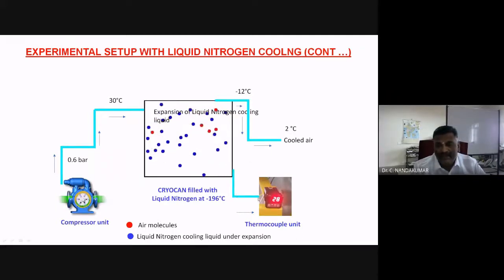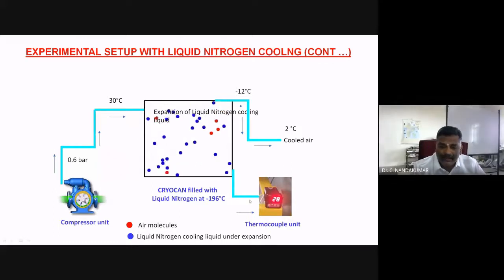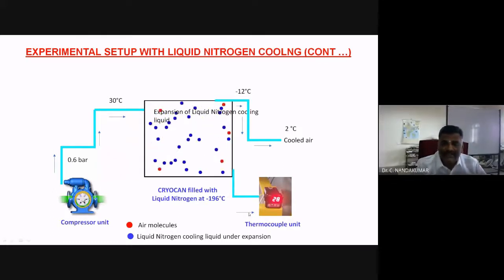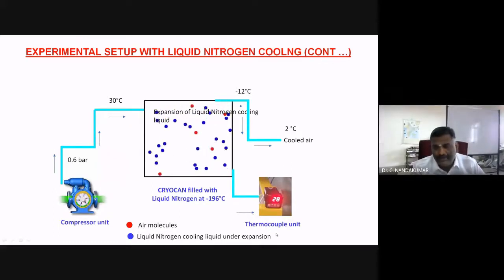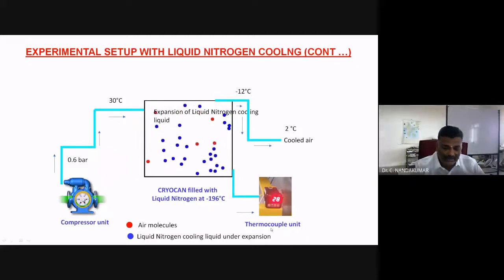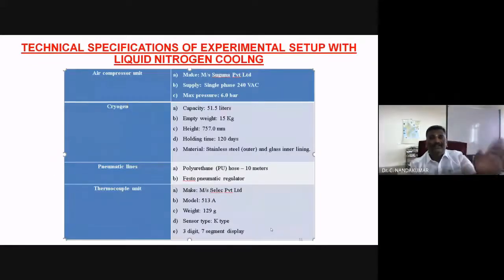Initially I measured 28 degrees, then it goes down to minus 196. To measure this, we use a separate thermocouple unit. This is the technical specification of the liquid nitrogen cooling setup: a compressor and a cryogenic tank of 51.5 liters. The empty flask weighs 15 kg, and the holding time is 120 days.